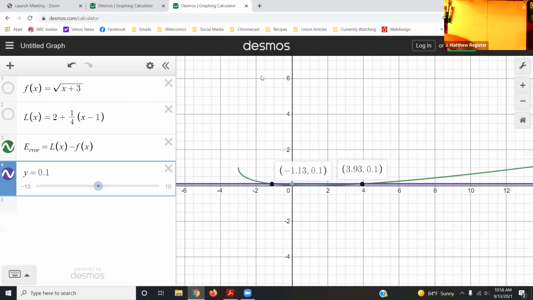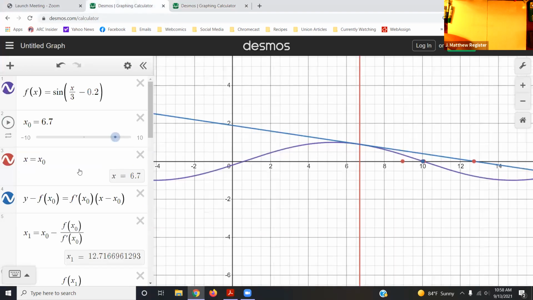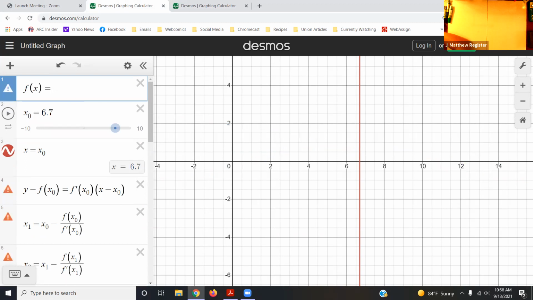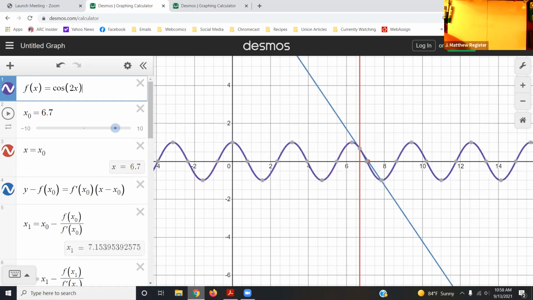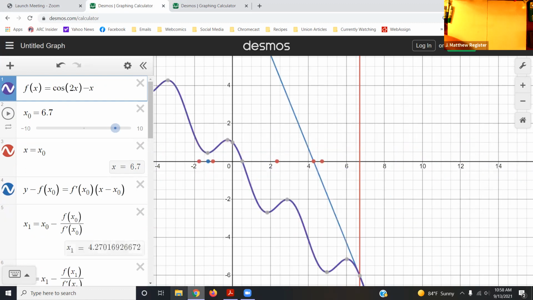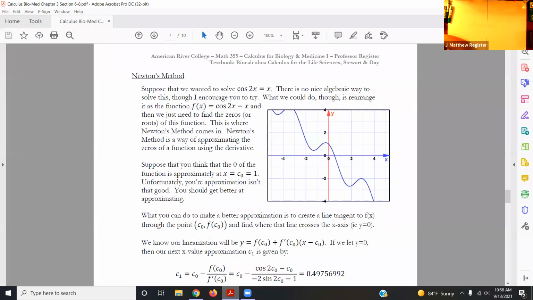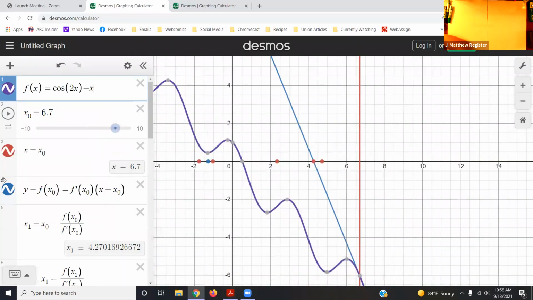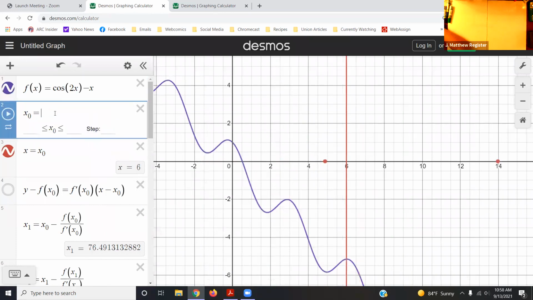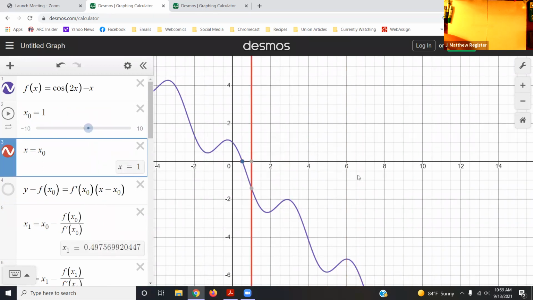I've actually already developed a quick little app in Desmos, which will show it to you, which you can recreate if you want. So let's start with the function that we're playing with right now, which is cosine of 2x minus x. Is that what it was? Let's go back and check. Cosine of 2x minus x. Yes. And so this is the function which we have. Let's start with an initial guess of x naught equals 1. And so this is our guess right here. Let me go home on this. There we go.